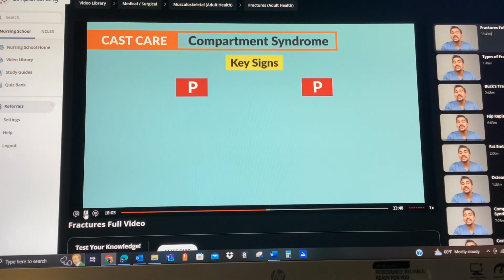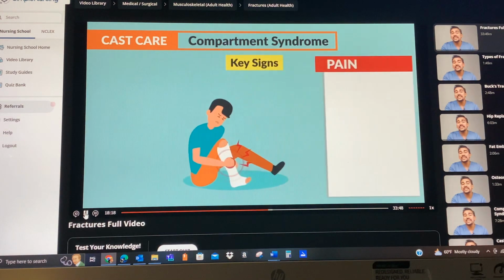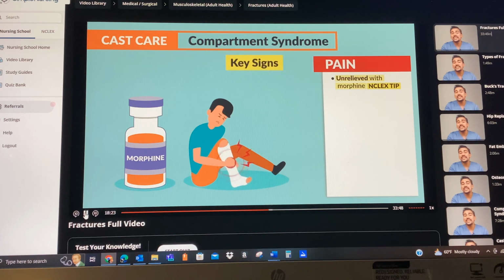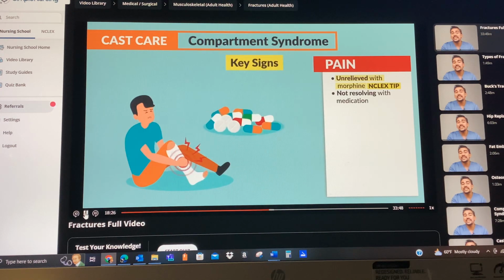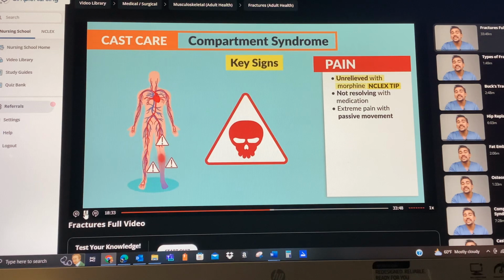Now the top 2 P's on the NCLEX, write it down, is pain and paresthesia, that numbness and tingling. Again, these are the top 2 most tested here for cast care. They are the earliest signs that you're going to lose the limb. So for pain, write it down, unrelieved with morphine. That's the biggest NCLEX tip here. Other keywords are not resolving with medication, and even extreme pain with passive movement. All of these indicate muscle ischemia, or basically no oxygen. The limb is in essence suffocating to death.